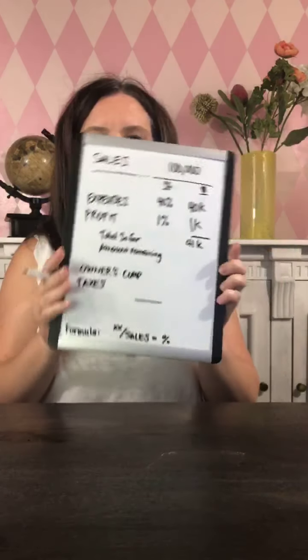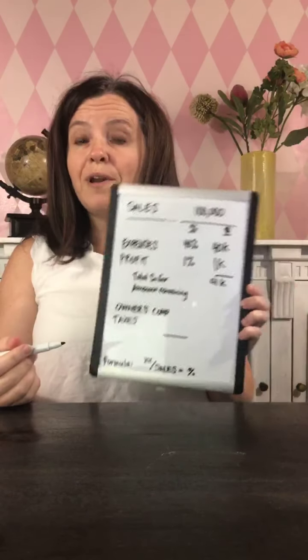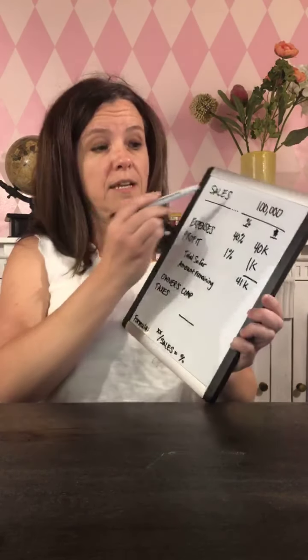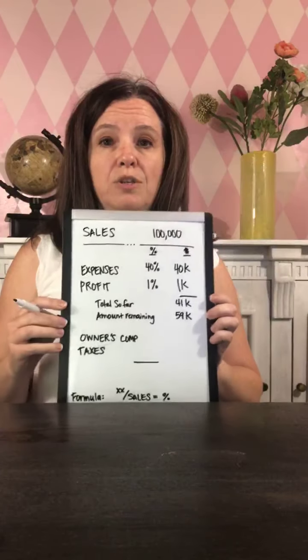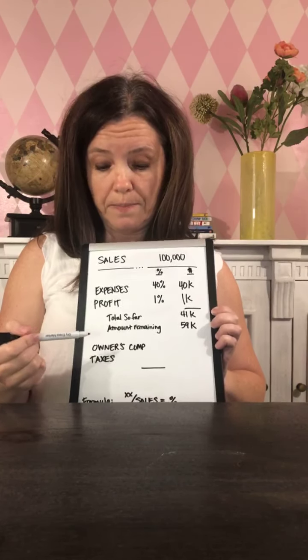So now we've got a total of $41,000 that we used up of our $100,000 sales cake. What do we have left? We're just going to take 100,000 minus the 41,000, and we have $59,000 left. This is what we're going to be able to allocate to our owner's comp and our taxes. I've still got to decide on those two things.